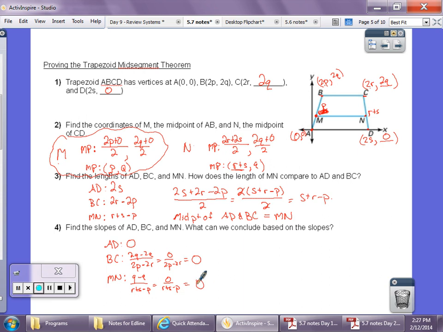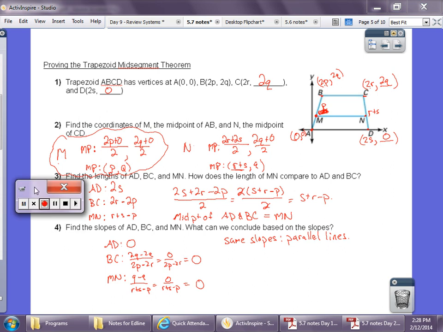So all of the slopes are the same. Same slopes means we have parallel lines. So therefore MN is parallel to BC and AD, and its length is the midpoint of AD and BC. Now work on the next section about analyzing polygons using coordinates.